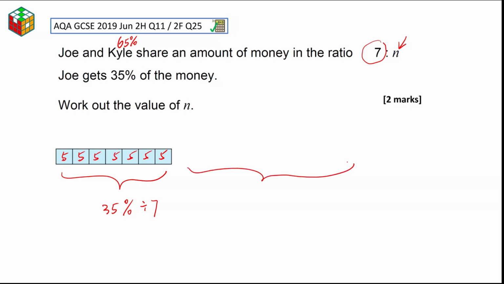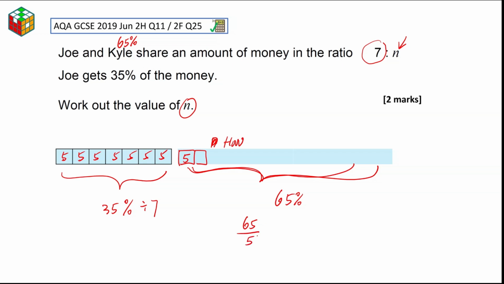And I know that for Kyle, he will have 65%. So this actually is 65%. And I need to know, if each box is 5, how many boxes there will be. So if I have 65 divided by 5, it will be 13. That means it will be 13 boxes that they split into, so n equals 13.